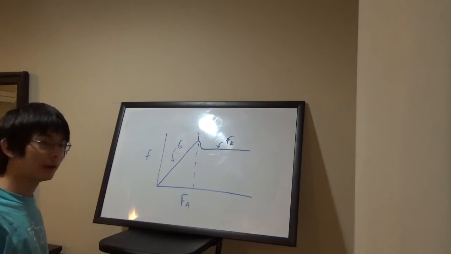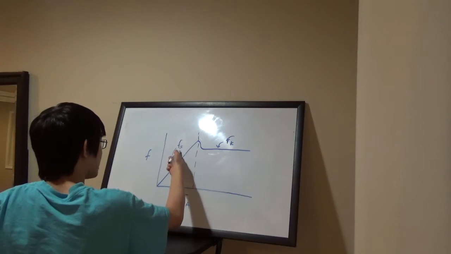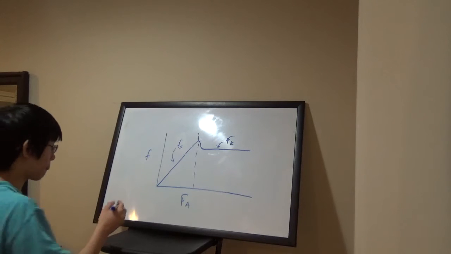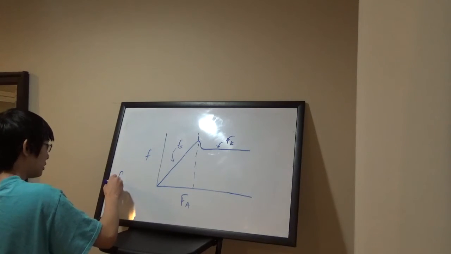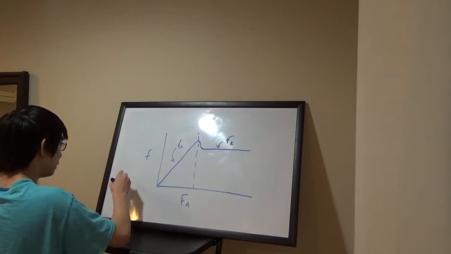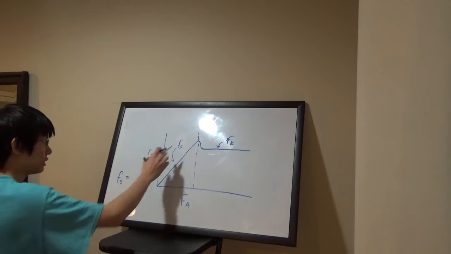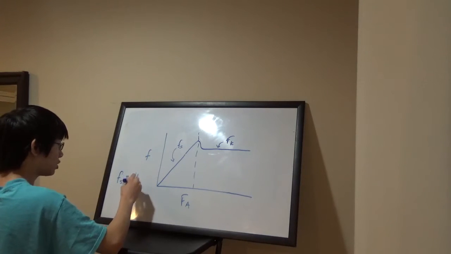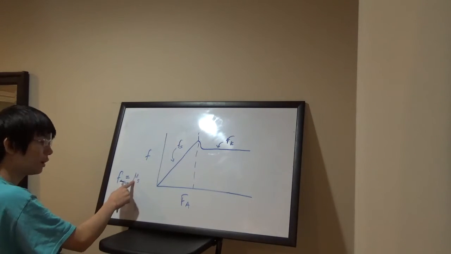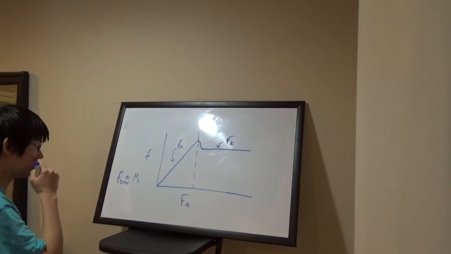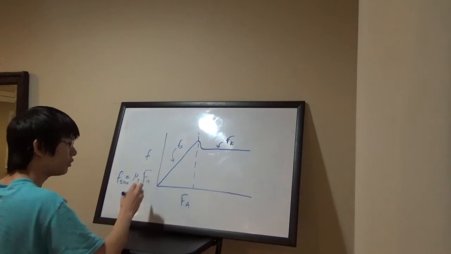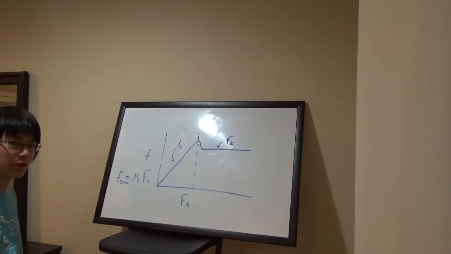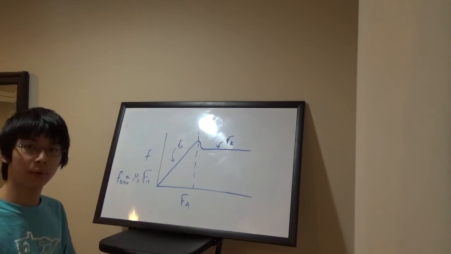Well, the first thing I can find is the maximum static friction of the object. F of S, the maximum static friction on the object, which I'll denote as F of S max, is equal to the coefficient of static friction, denoted by this Greek letter mu, multiplied by my normal force. What? Alright, if you remember, normal force is the force the surface exerts on the object.